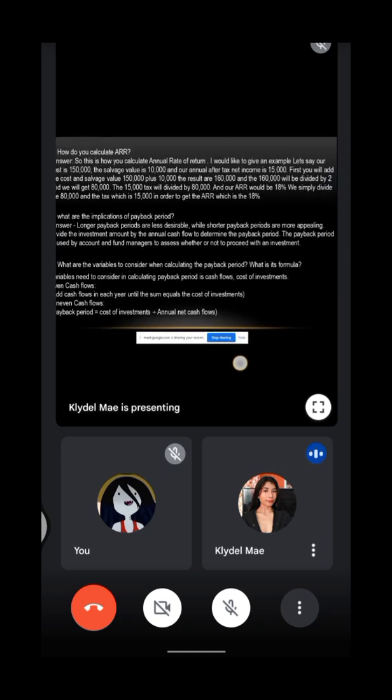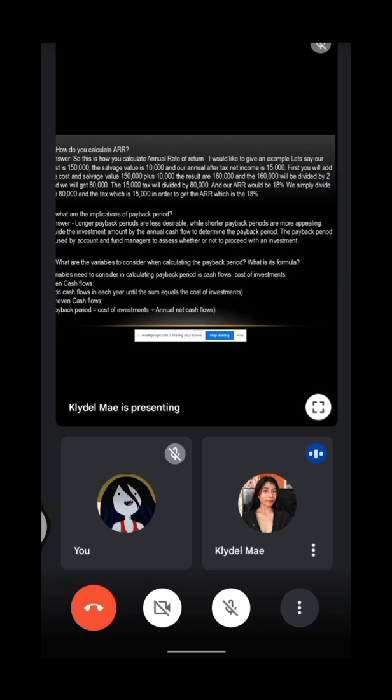So, what are the implications of payback period? Longer payback periods are less desirable, while shorter payback periods are more appealing. I divide the investment amount by annual cash flow to determine the payback period. The payback period is used by accountants and fund managers to assess whether or not to proceed with an investment.